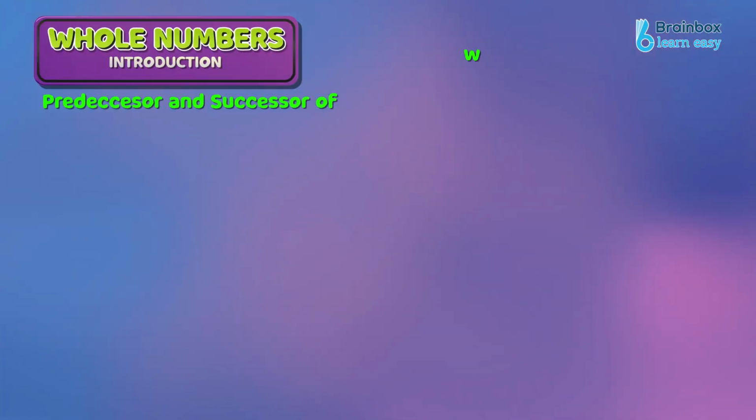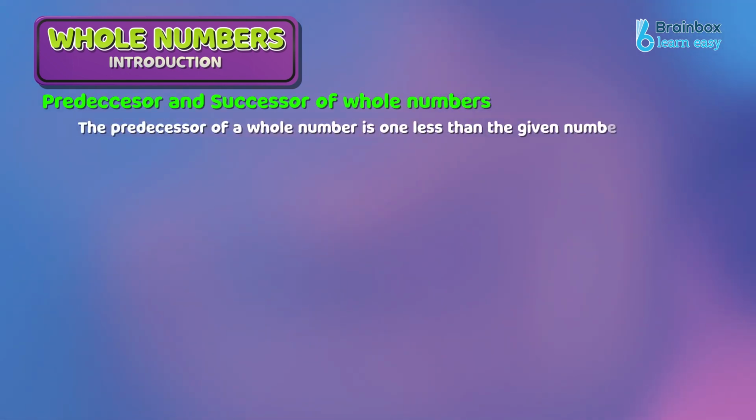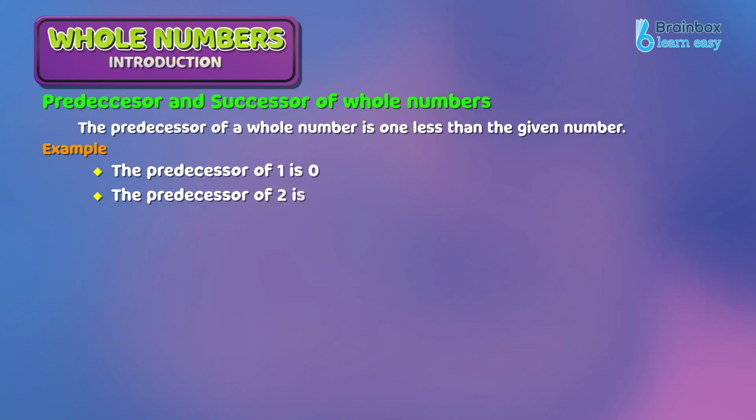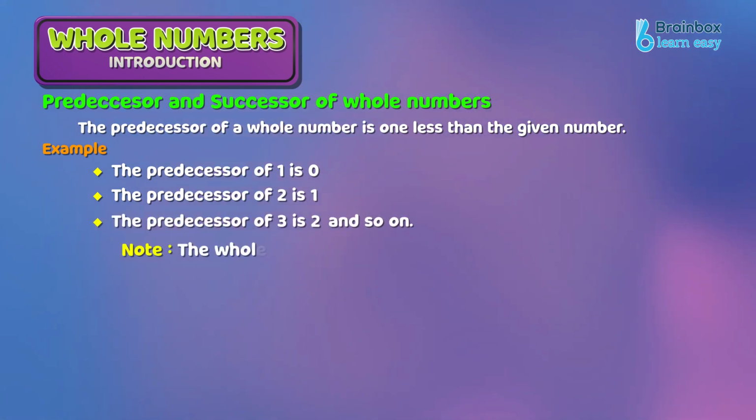Predecessor and successor of whole numbers. The predecessor of a whole number is 1 less than the given number. Example, the predecessor of 1 is 0 and the predecessor of 2 is 1. Predecessor of 3 is 2 and so on. The whole number 0 does not have any predecessor.